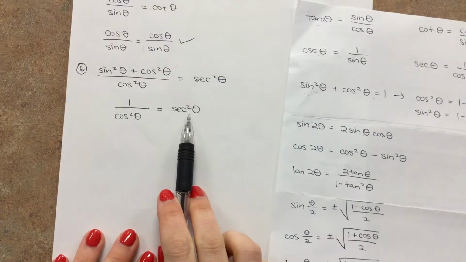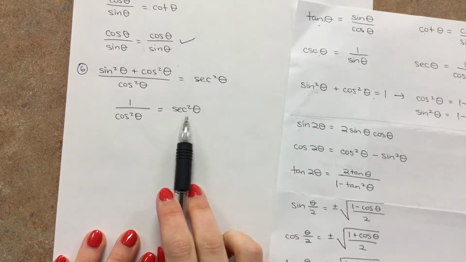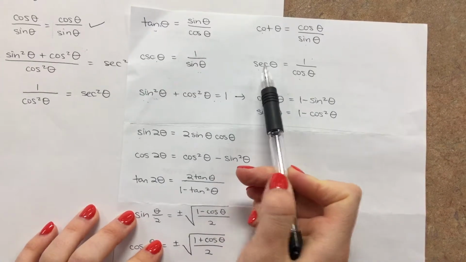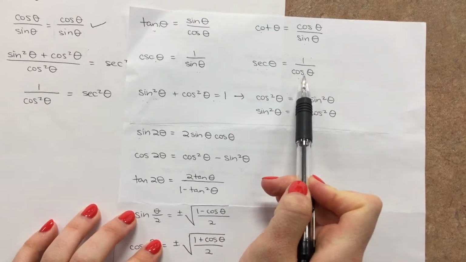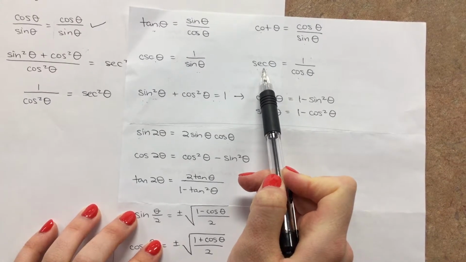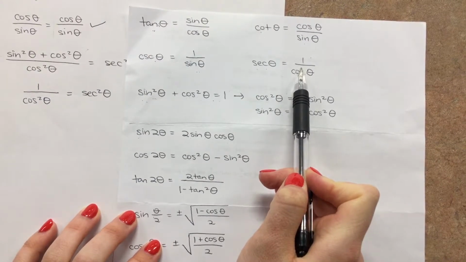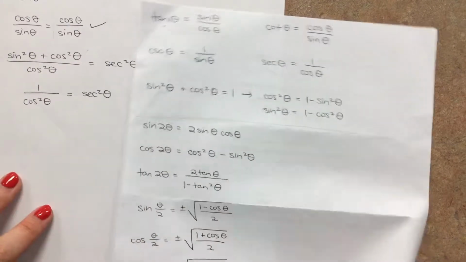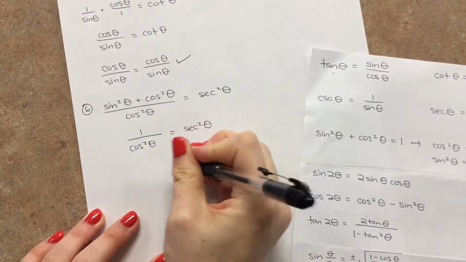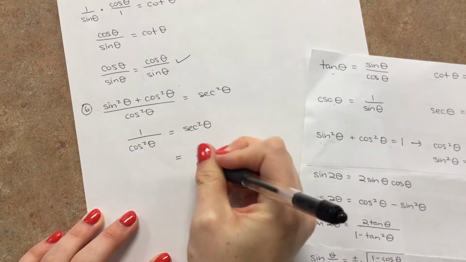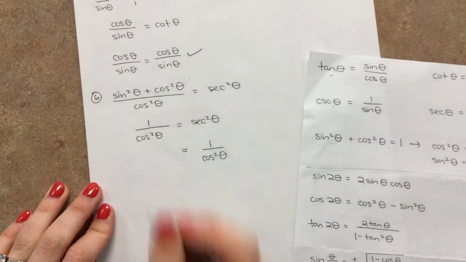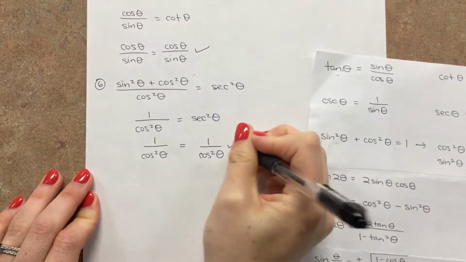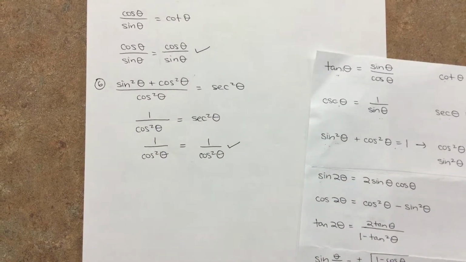And if we look at the right-hand side now, we've got a secant squared. You can see this property right here tells us that secant is 1 over cosine. So if I square the secant, that just means that I square the right-hand side as well. So if I square the right-hand side, I have 1 squared over cosine squared. So my right-hand side, I'm writing as the reciprocal of cosine, and the left-hand side already was the reciprocal of cosine. So as soon as I do that, the two sides are equal.